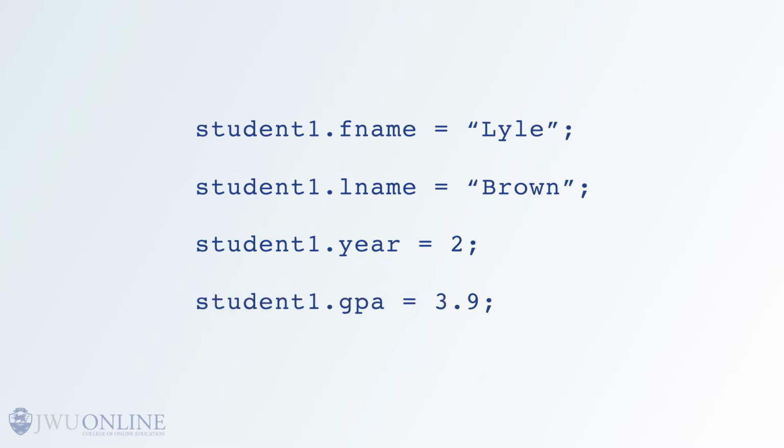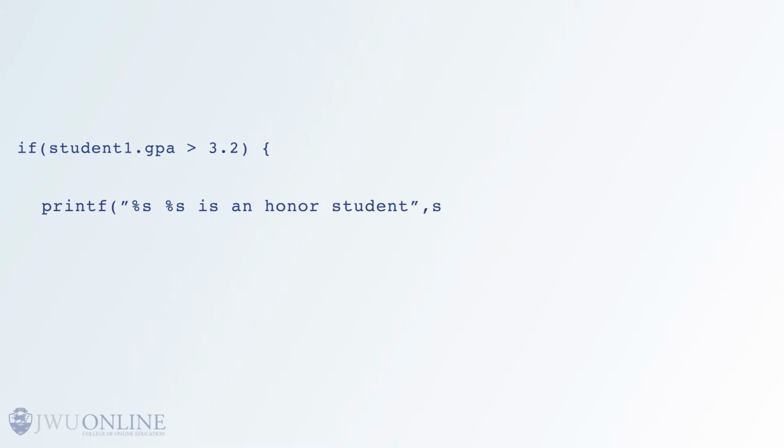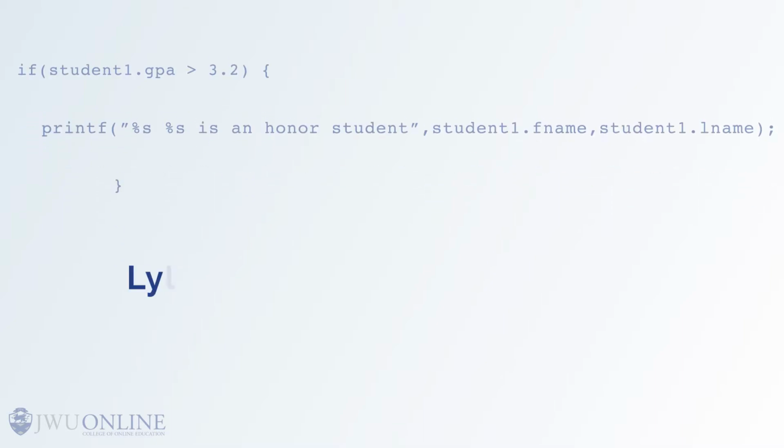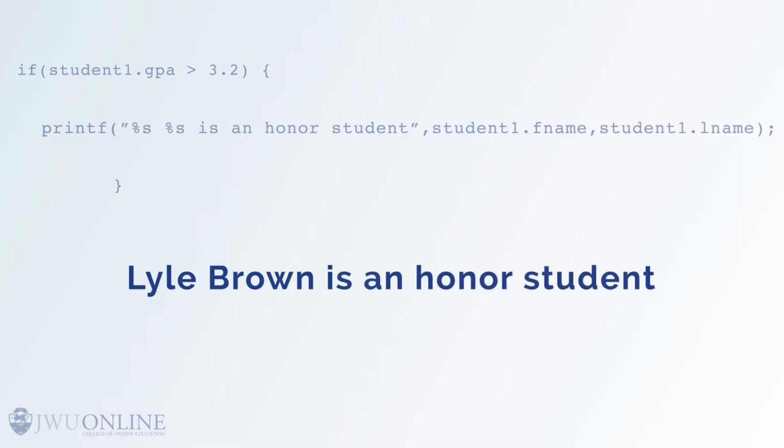You can use these in all kinds of ways, like if student1.gpa, meaning the GPA field for student1, is greater than 3.2, then print out that %s, which would give you first name, last name, is an honor student, and then you put the two variables student1.firstname and student1.lastname in your print statement. Then you would get Lyle Brown is an honor student.